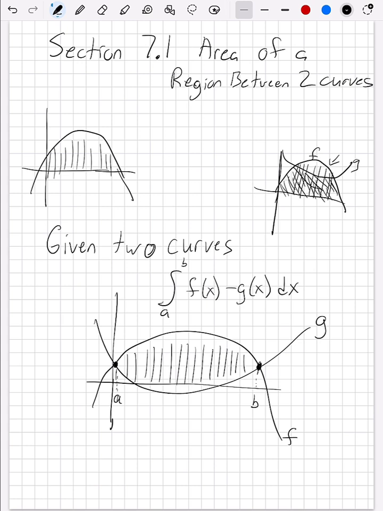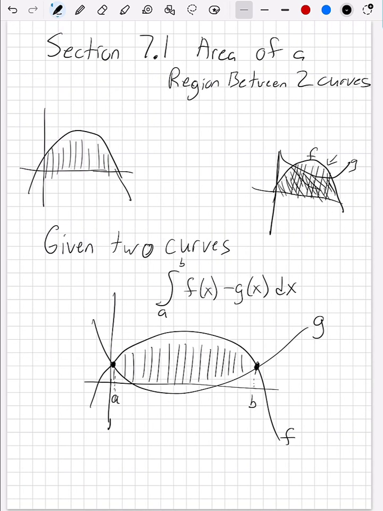You can find these limits sometimes by graphing. You may have to do some algebra, and we'll talk about both of those. But let's do an example here. Let's say that example 1, we're given the two curves y1 equals x squared minus 9x, and y2 is equal to 0.